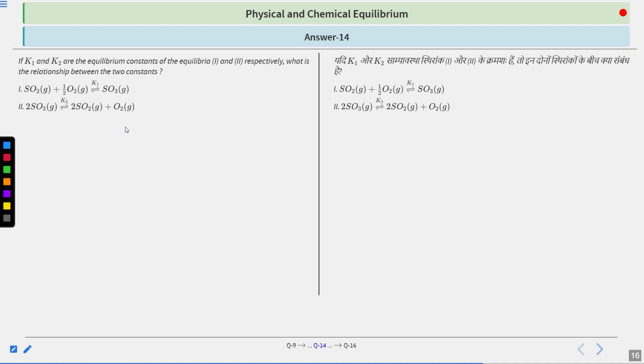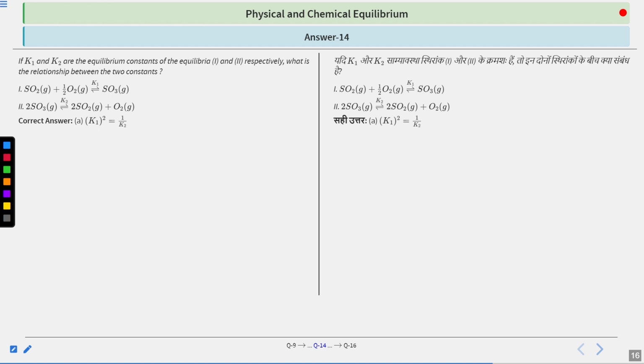So what is the question? The question is saying that suppose these are the two equations. The only difference between these two equations is that the second equation is the reverse and the 2 multiplied one. So you reverse this equation, multiply the equation by 2, and you will get the second equation. This is the only difference between the equations. It is asking that when we do such things, what will happen to the equilibrium constant?